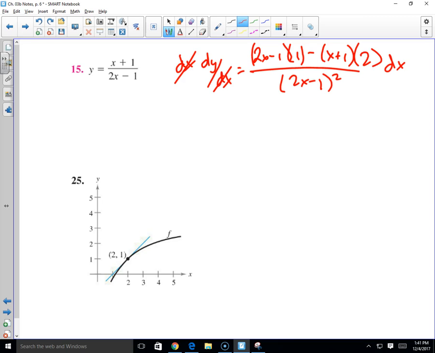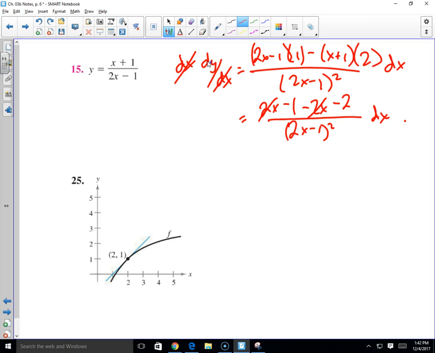Otherwise you're fine. So you end up with 2x minus 1 minus 2x minus 2. Those cancel. -3 over (2x minus 1) quantity squared dx. Don't kill a seal. And do the quotient rule.